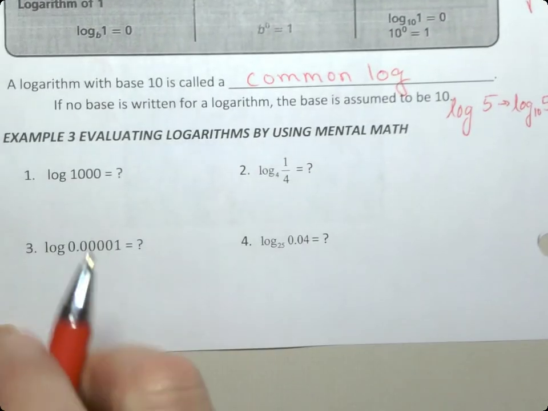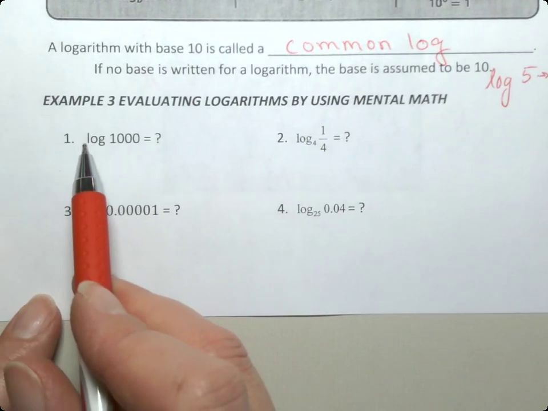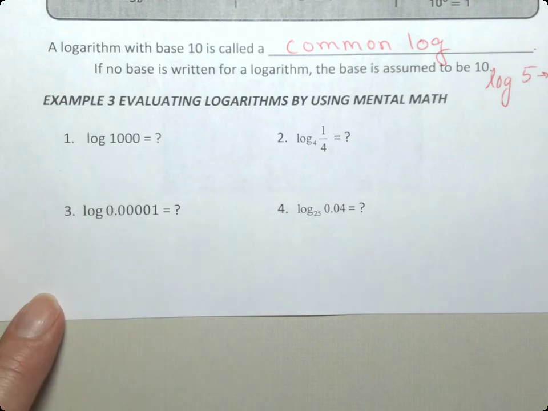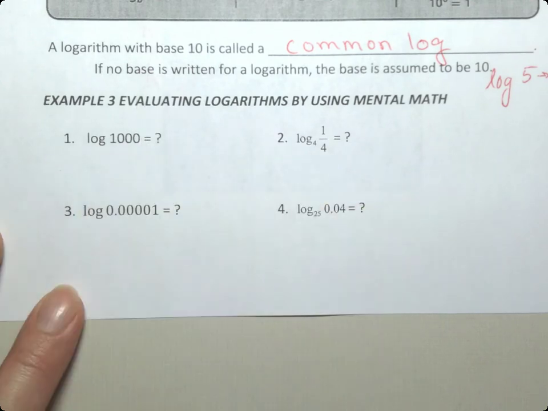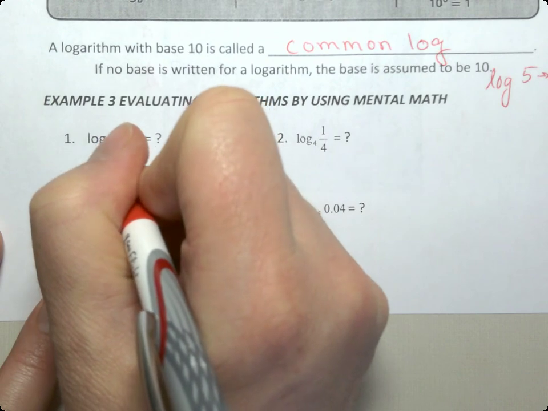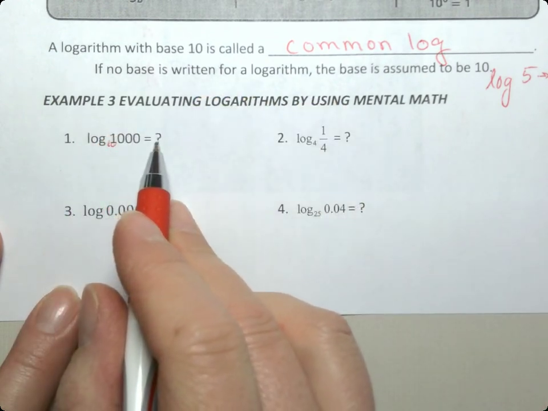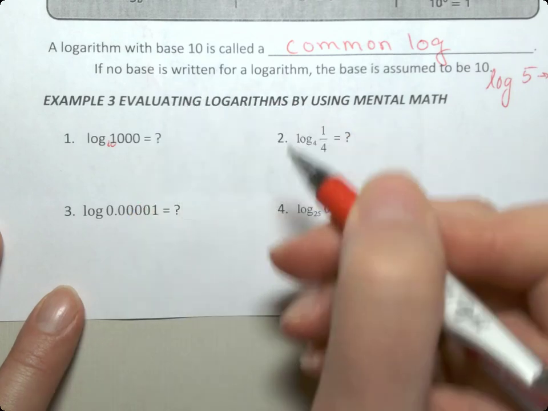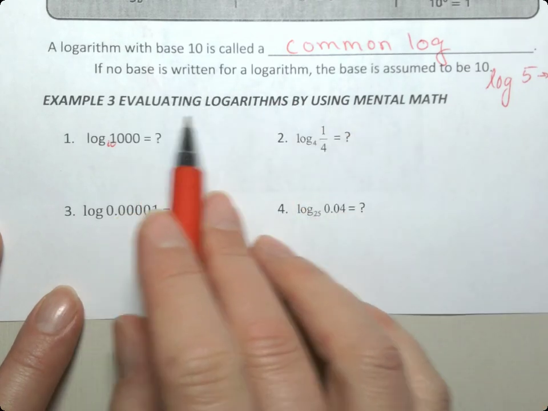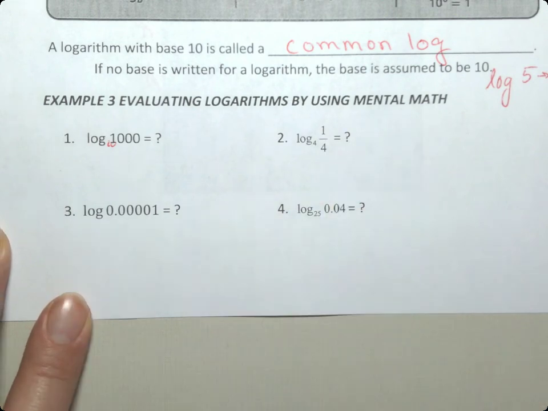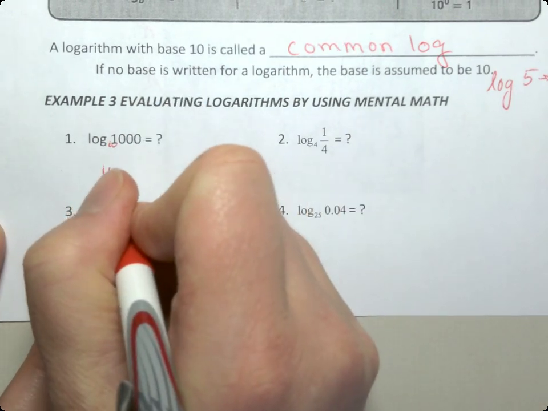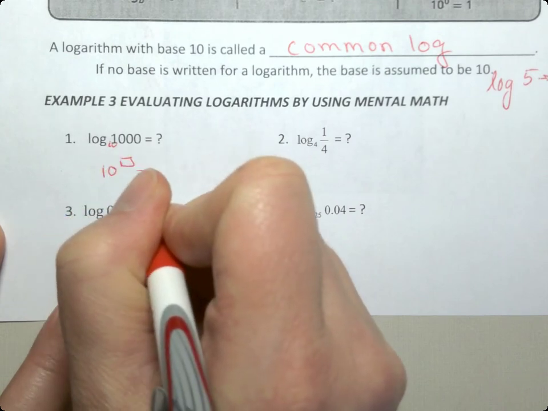All right, so if you think about this, we have log of 1,000. What's the base here? 10. So I think it would help you if you rewrote it and put that piece in there. And it says equals a question mark. I'm going to go ahead and throw the idea of like, we could put a variable in there. So it says evaluate logarithms using mental math. So we're not typing this in the calculator at all. So this would be 10 to some power equals 1,000.